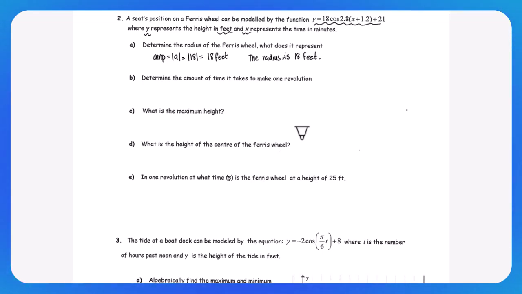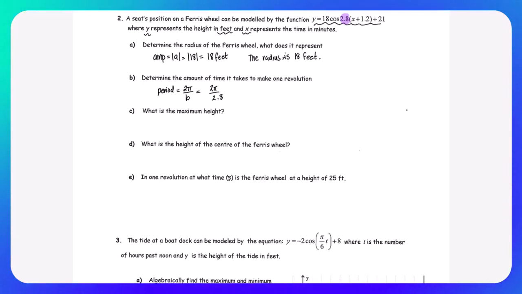The next one is, how much time does it take to make one revolution or one cycle? And that is our period. So we need to determine the period, and we know the period equals 2 pi over our b value. Our b value in this case, look at right here, our b value is 2.8. So to find our period, we're going to say 2 pi over 2.8.